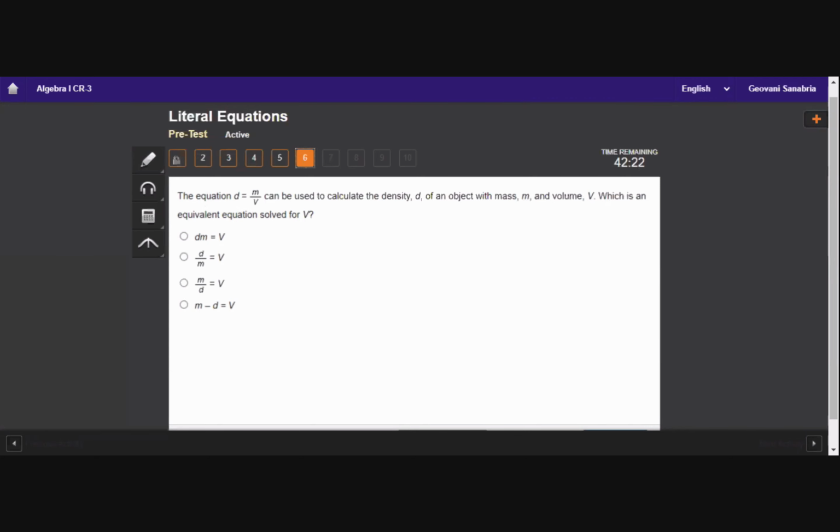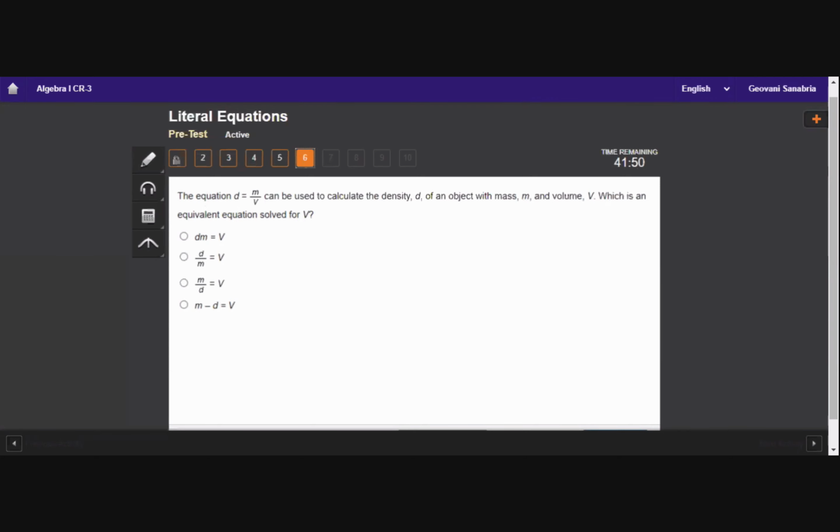So it's asking you to get the v by itself, but to get the v by itself, we kind of need it on top. It's on the bottom right now, so we need it to be on the top. So you kind of have to do an intermediate step. You have to get the m by itself. So the first thing that you would do to get the v by itself is to multiply both sides by v.